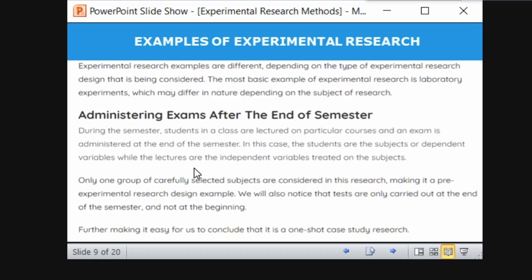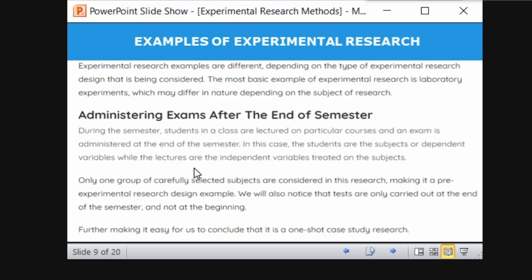Now we are going to see some examples in practical scenarios. These are the different kinds of experimental research. Usually the examples of experimental research differ depending upon the type of experimental design being considered. The most basic example is the lab experiment, which may differ in nature depending upon the subject of research. When you add some liquid or chlorine into a solution, the recordings automatically change. So lab experiments are the most common type of experimental research.